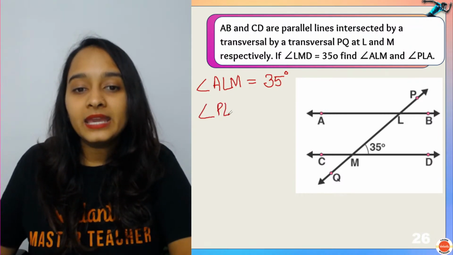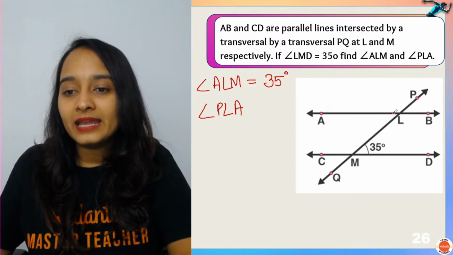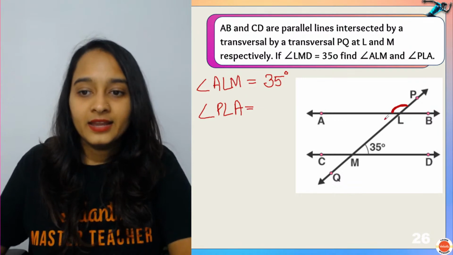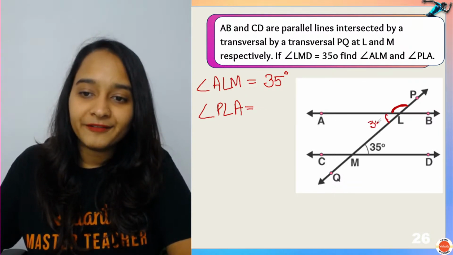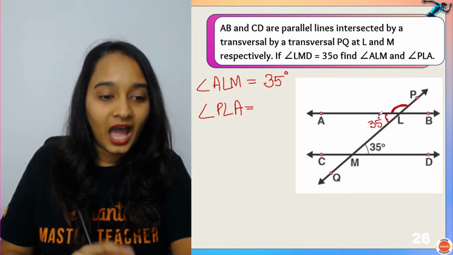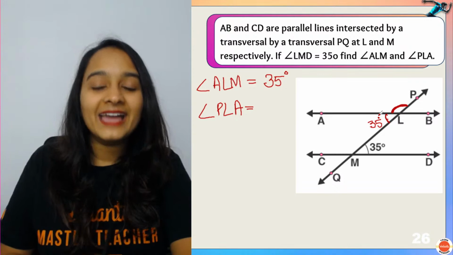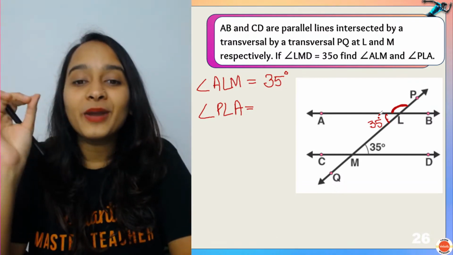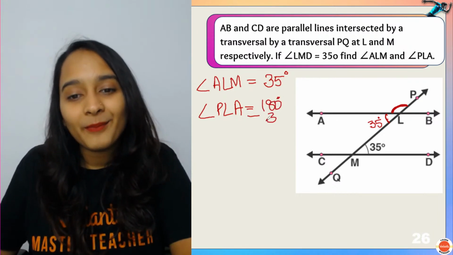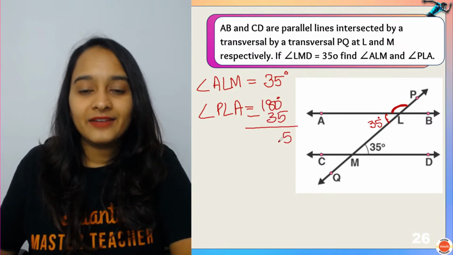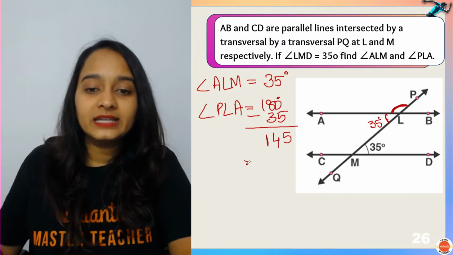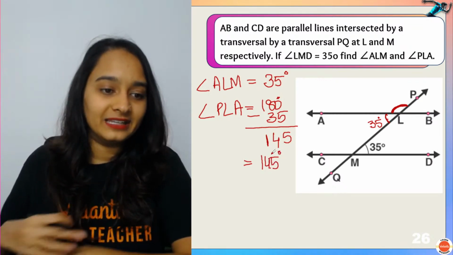Now, angle PLA, this one. Can somebody tell me what is the angle PLA? Now, we know that this is 35. Angle ALM and PLA are adjacent. They are linear pairs of angles. So angle PLA will be 180 minus 35. 7 minus 3 will give you 4. And then you have 1. So it is 145 degree.